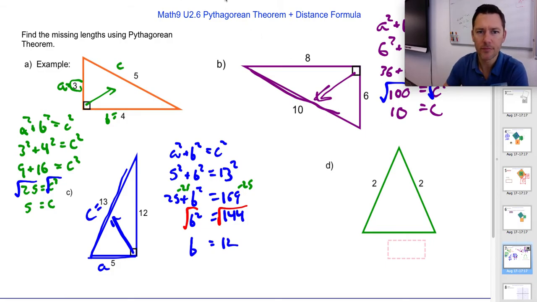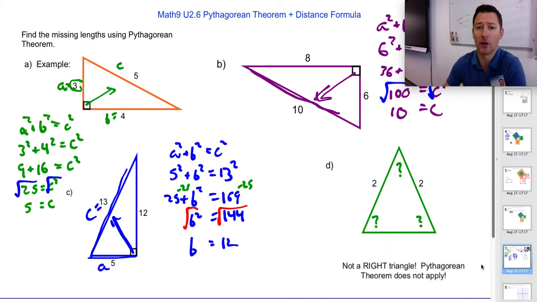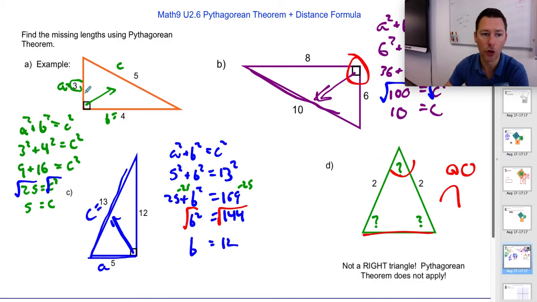All right, D. Anybody? You can't use the Pythagorean theorem on D because I don't know if this is a right triangle, and it specifically doesn't look like a right triangle. So this is a dirty trick, and it's not a right triangle. I can't apply the Pythagorean theorem. Maybe there is a way to find this length, but we either need to know the angle or we need some other information. So we can't figure that out because it's not a right triangle. No right angle. Sad kitty. Tear. Moving on. Make sure they're right triangles.